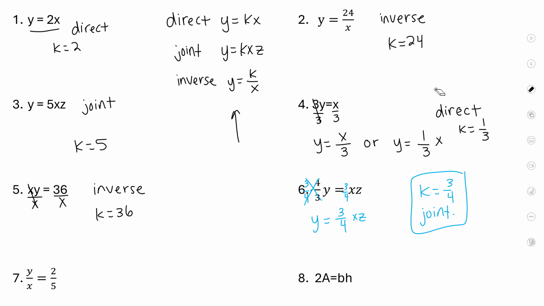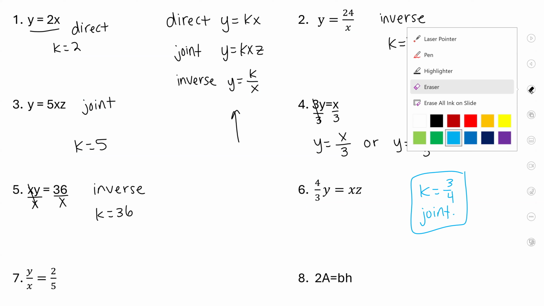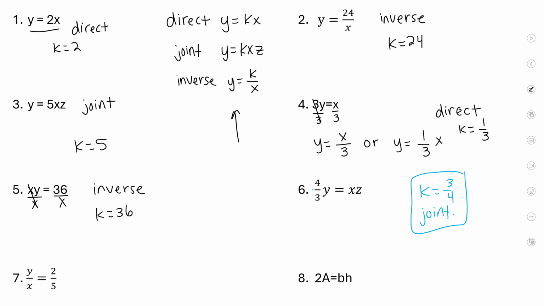Now, if you're not familiar with multiplying by the inverse, well, I hope you are, but if not, that's okay. Multiply this side by 3, that cancels. So you multiply that by 3. So you're left with 4y equals 3xz, and then divide it by 4. You get the same thing.